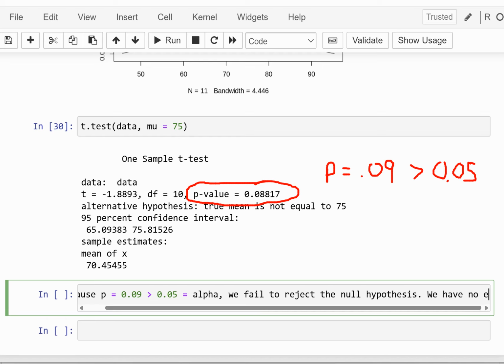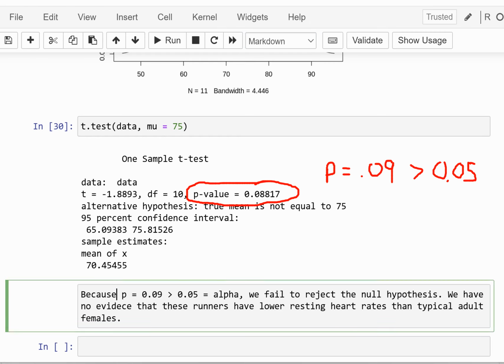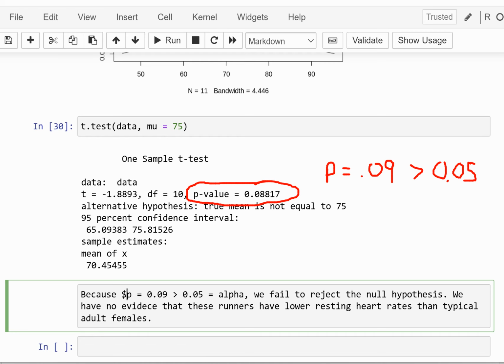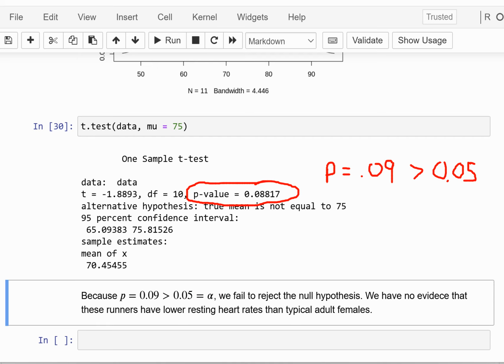We have no evidence that these runners have lower resting heart rates than typical adult females. Let me put that in Markdown, and I can put this inside a $ sign. So the $ sign math is available to us. And if I want alpha to actually be the symbol alpha, I do a \alpha. And now I get a nice equation in here.